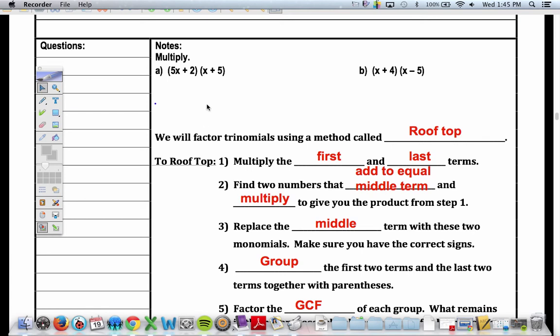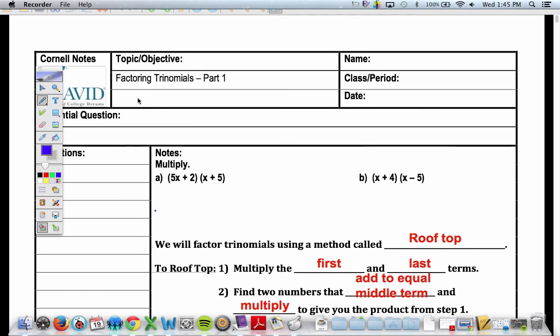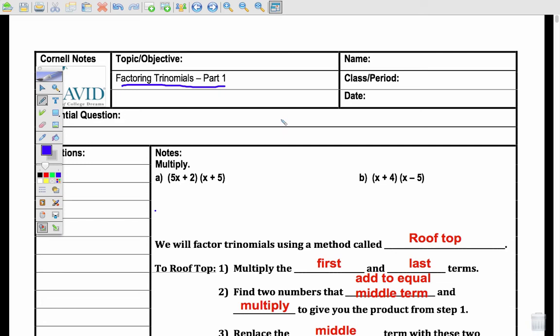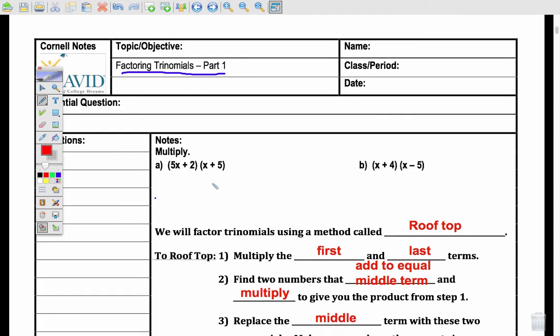I'll try to go through here pretty quick. If you need to rewind to watch it, that's fine. We're going to factor trinomials. So we're factoring trinomials. This is part one. As we go through here, some of this is new. It's new for me teaching it, but it's good, and I really like it.